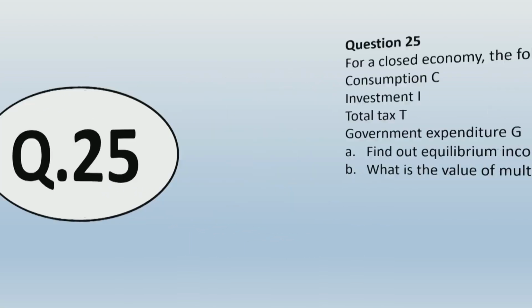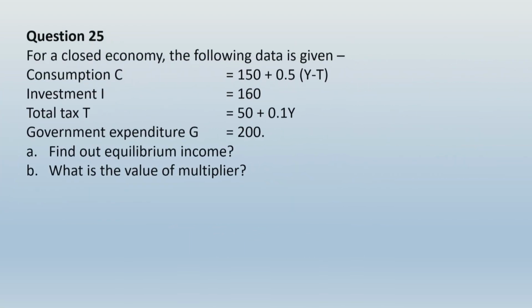Let us move ahead and take up the next question, that is question number 25. Let us read this question. For a closed economy, the following data is given. Consumption C is given as 150 plus 0.5 into y minus t. Investment is given as 160 and total tax is given as 50 plus 0.1 y, and government expenditure G is given as 200.